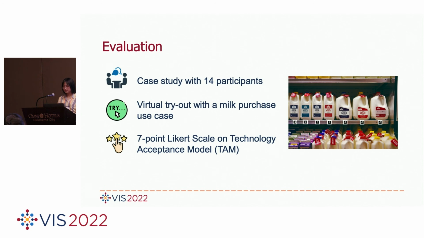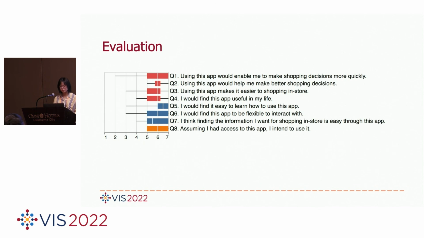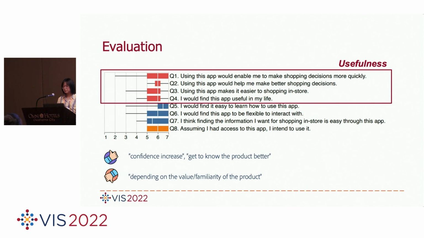To assess the usability and usefulness of our product for assisting decision-making during in-store shopping, we conducted a use case study with 14 participants through online meetings and asked them to try out our prototype in a virtual milk purchasing setting, in the picture on the right. We collected participants' feedback on the technology acceptance model, and the feedback was pretty positive in all aspects in general. In terms of usefulness, most participants mentioned the app would increase their confidence of purchase, and they get to know the product better from our app.